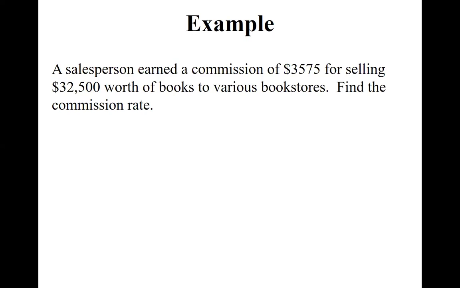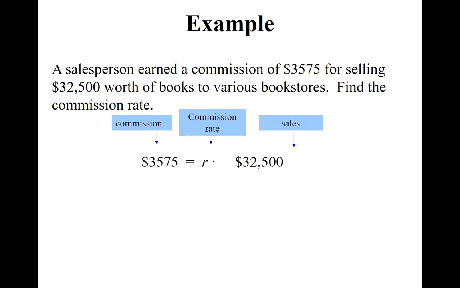In the last one, we were given the commission rate and we needed to find the commission. In this one, we're doing the reverse. We're told that a salesperson earned a commission of $3,575 for selling $32,500 worth of books to various bookstores. We want to find the commission rate. Well, we know that the commission equals the commission rate times the sales. We're looking for the unknown rate. We're looking for R.